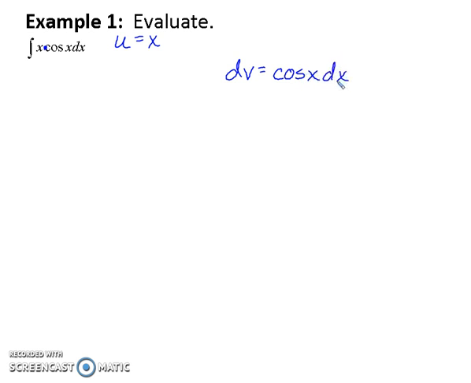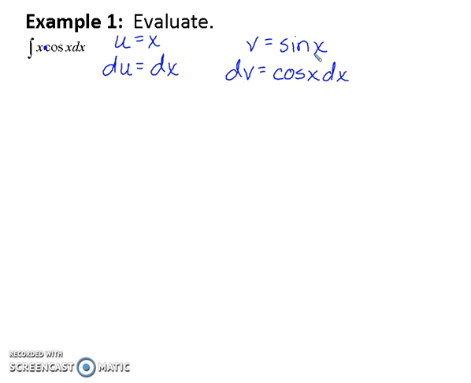Now to finish out my formula, I'm going to need to know what du is, and I'm going to need to know what v is. So du is just going to be the derivative of u, which is x. So the derivative of x is 1 dx, because it's with respect to x. The dv, to go backwards to v, I need to integrate it. So cosine of x is the derivative of sine x. So v is equal to sine x.